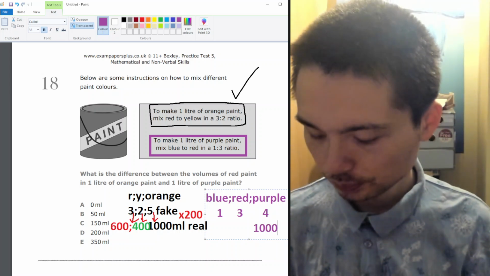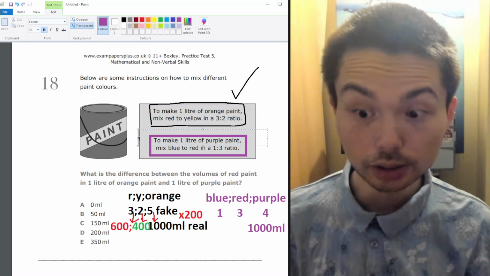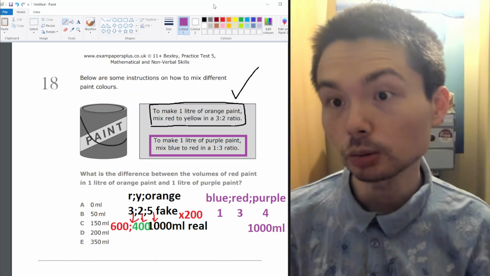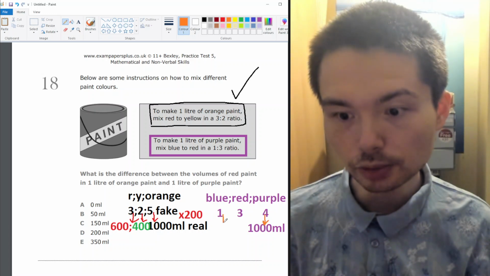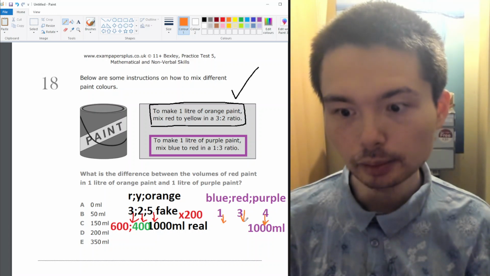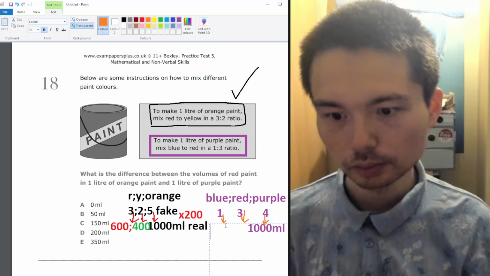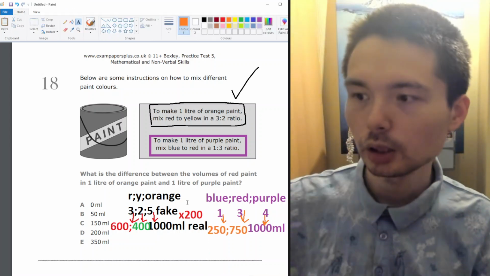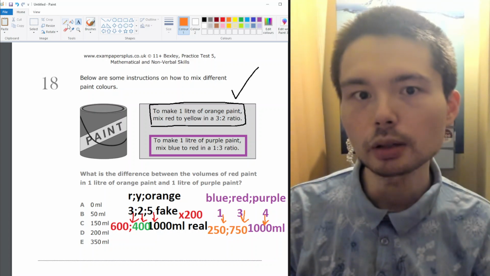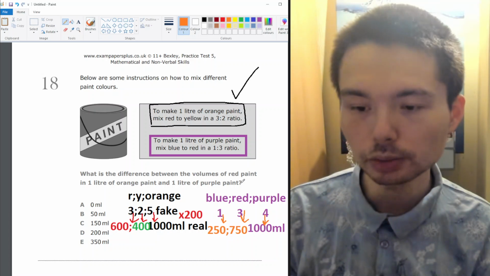1,000 milliliters. And maths is all about how you go from one number to another. Well, in this case, how we go from 4 to 1,000. We times by 250. Do the same thing here and there. So 250, 750. Fine. That's timesing by 250, yes.